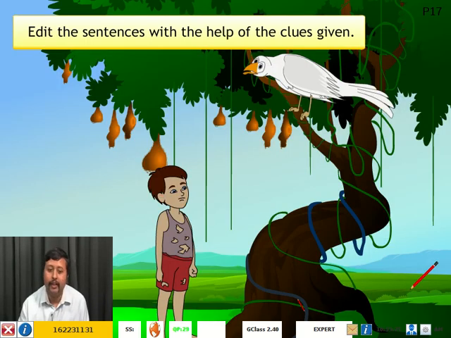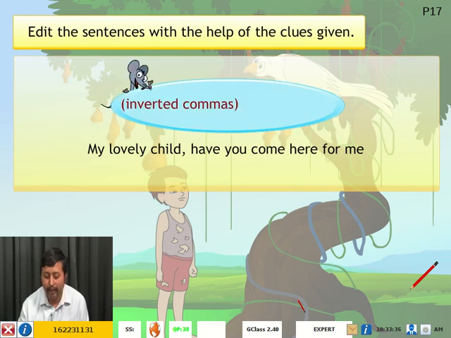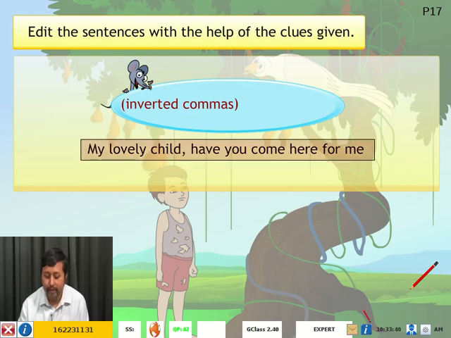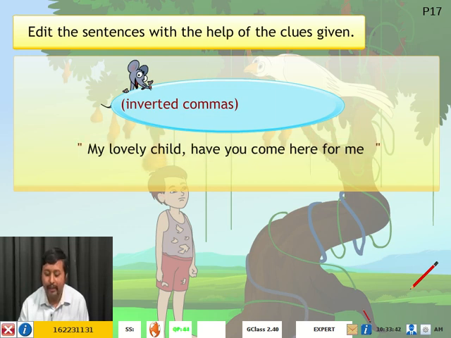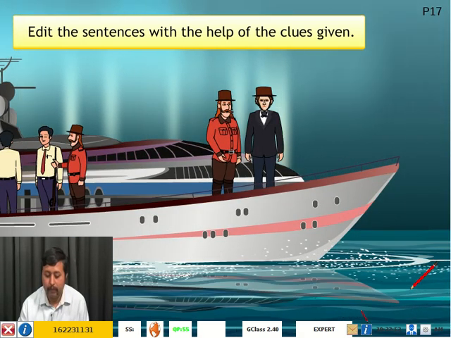Fine. Now edit the sentence with the help of the cues given. One more. My lovely child, have you come here for me? My lovely child, have you come here for me? So where do we need inverted commas? In the entire sentence, right? And question mark, where do we need? After me. Very good. Okay.